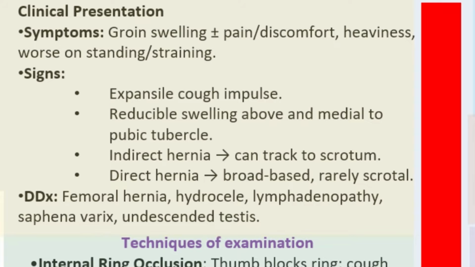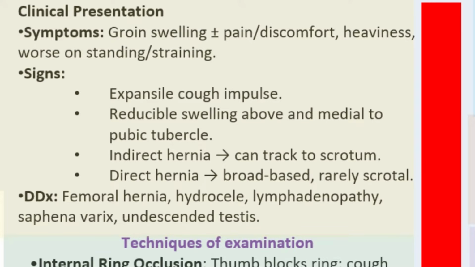Then we have the signs that you can elicit. We have the expansile cough impulse, whereby you ask the patient to look away from you and cough. Looking away is just to prevent spread of infection from the patient to you. So you tell the patient to look away and cough, and you watch. If there is a hernia, there will be an impulse there or a swelling coming up. If not, sometimes you have to touch and feel if there is something that is coming up.